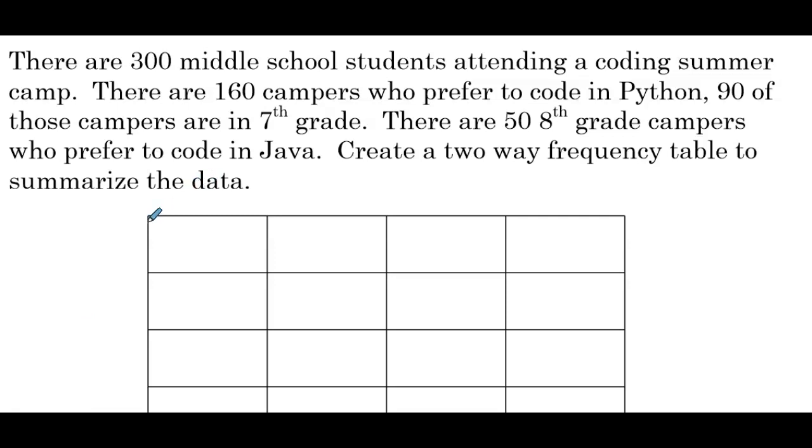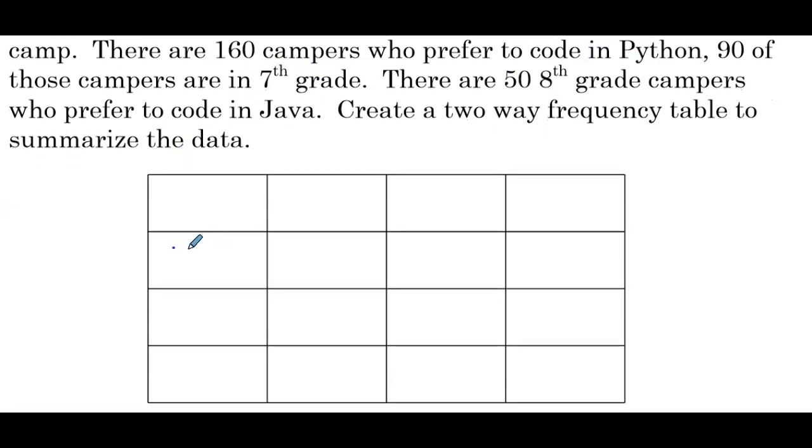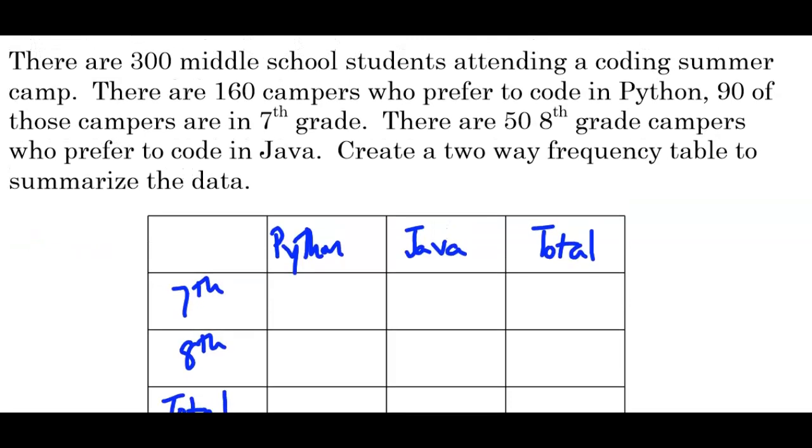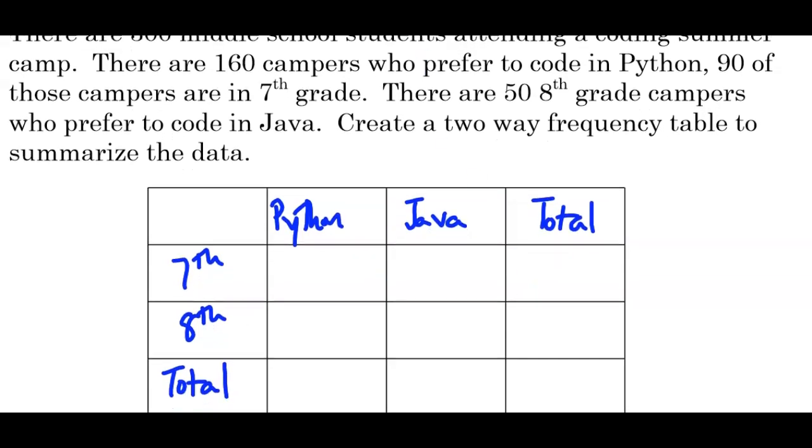Okay, so I can see we have 7th and 8th grade, Python and Java. So that at least helps us get our sides. So I'll go 7th and 8th along the side, and then Python and Java along the top. This column is going to represent totals. This row will represent totals. Okay, so 300 middle school students. So we know, use a different color. There are 300 in total.